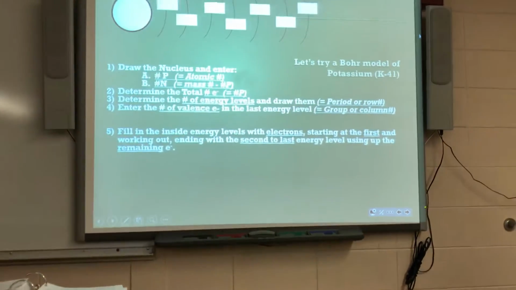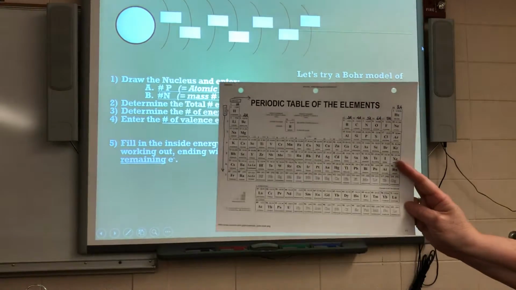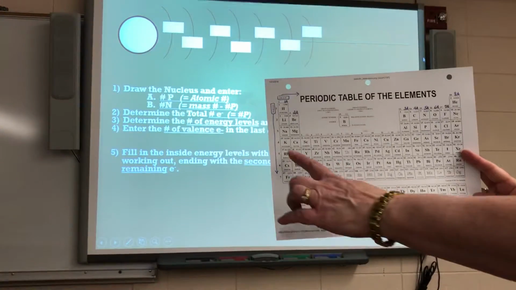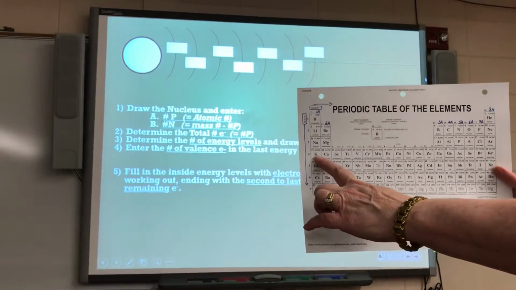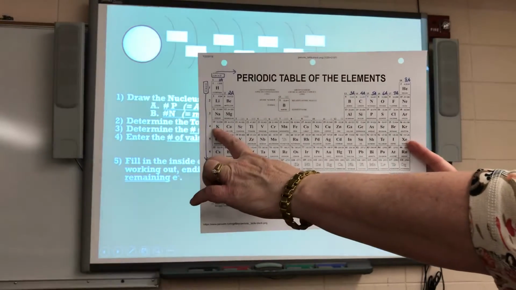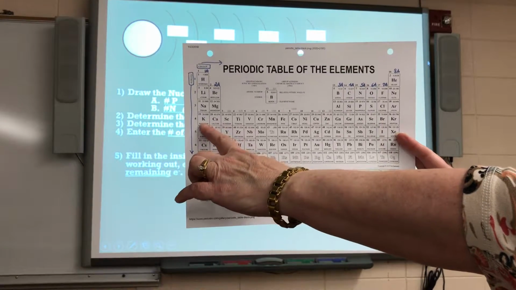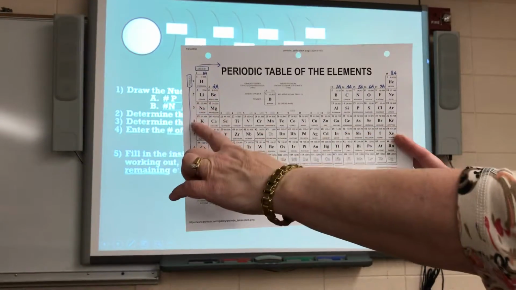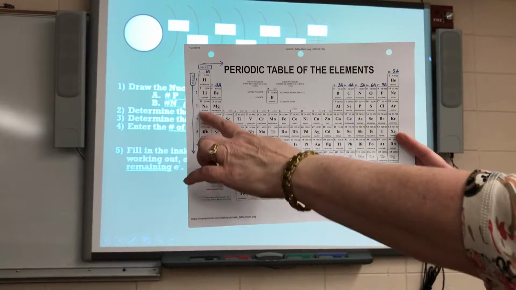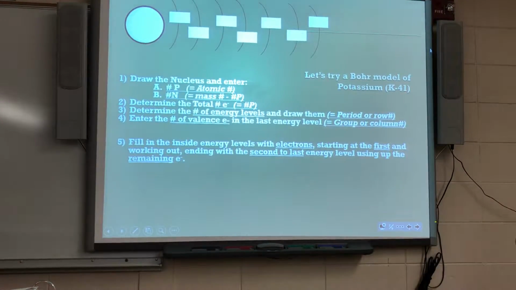So if you need your periodic table available to you, I'm just going to hold mine up. My periodic table, potassium is right there. I'm going to make reference to potassium right there and where it's located, in what period it's in, and what group it's in. So we want to have that piece of information as well as we do this.